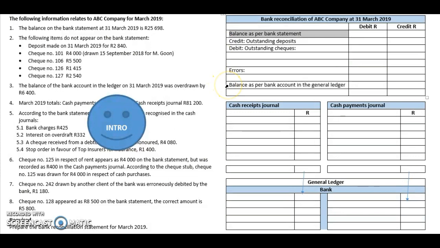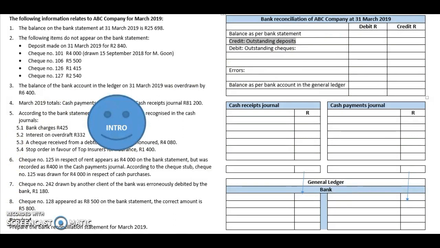These two balances can either be a debit or a credit. A favorable balance on the bank statement would be a credit, whereas a favorable balance in the bank account per the general ledger will be a debit, since these two balances should offset each other.